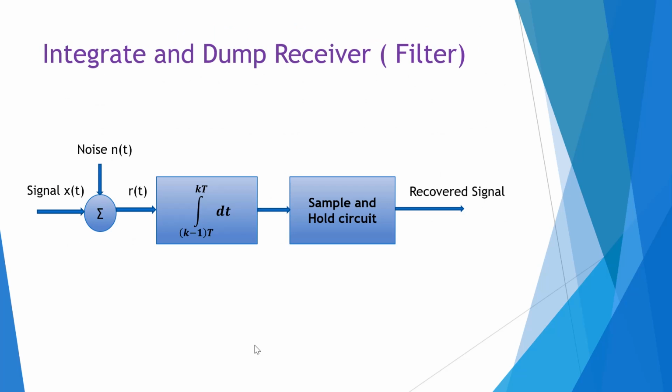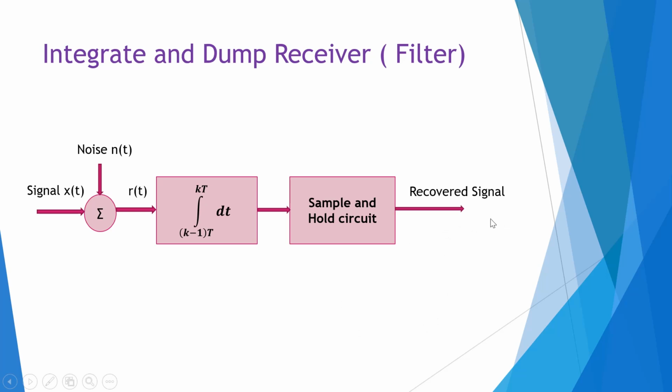Now we can see the circuit for the integrate and dump filter. Here we can see a summer circuit where the input signal x of t is applied and white Gaussian noise is added. The output of this circuit is a noisy signal, x of t plus n of t. That is applied to the integrator, and then this is given to a sample and hold circuit. And then we are going to prove how we recover our signal without noise.